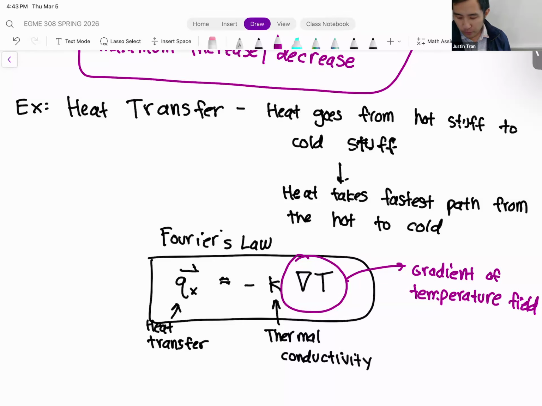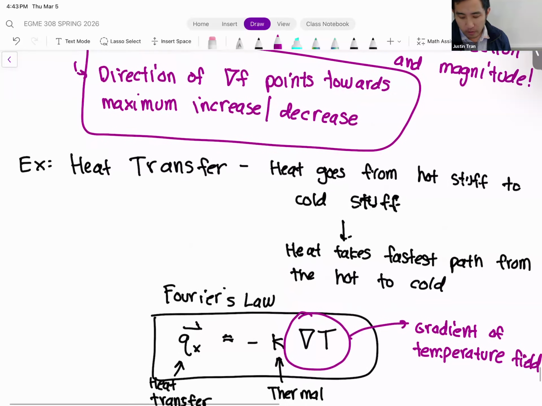If you look at our other interpretation of the gradient, where the gradient points you in the direction of maximum increase or decrease, this will tell you that heat is always going to go in the direction that takes you the fastest from the hot portion of your field to the cold portion of the field.